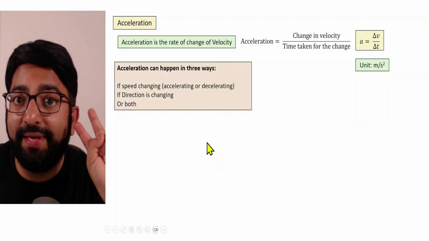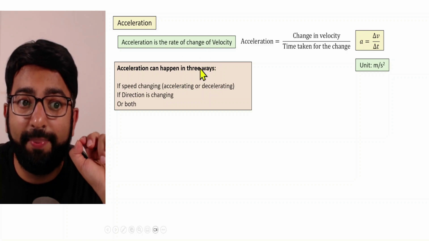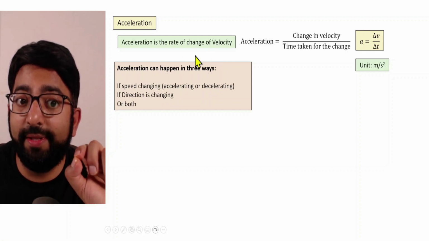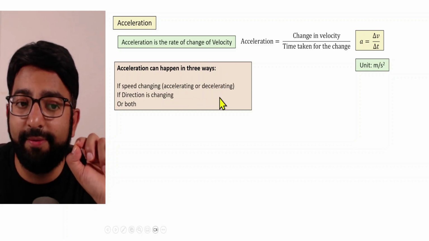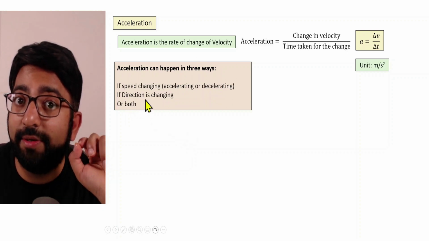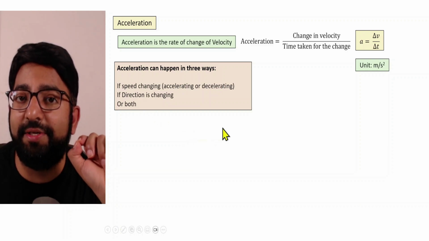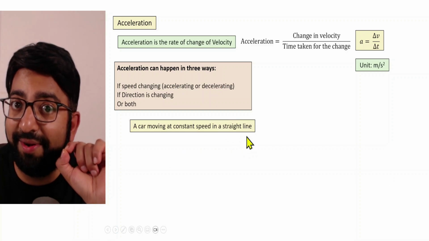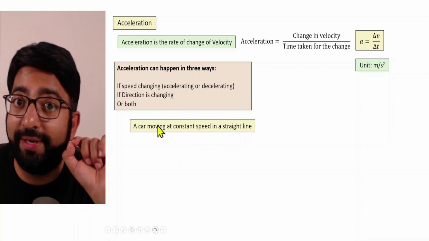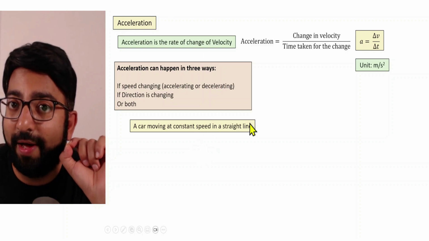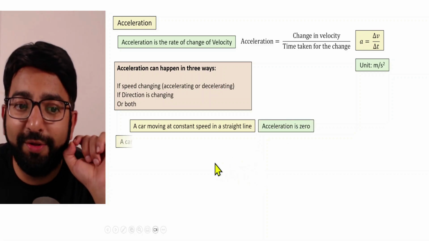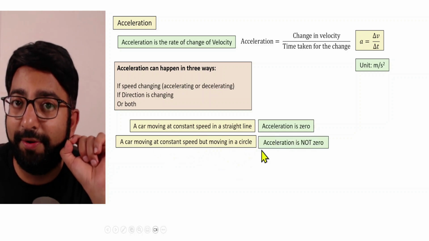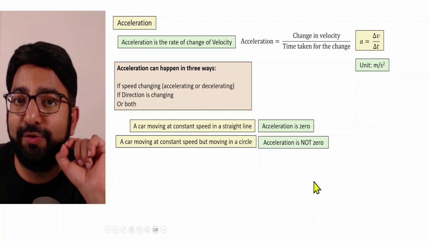Now, coming back to the three cases in which acceleration can happen, we discussed speed changing. So, the car was moving in a straight line, so either it was accelerating or decelerating. In the other two cases, the direction of the velocity continuously changes. So let's summarize. A car which is moving at a constant speed in a straight line: the direction is fixed as well as the speed is fixed. In this case, the value of acceleration will be 0. But on the other hand, imagine a car moving at constant speed, but it is moving in a circular fashion. Then acceleration is not 0.